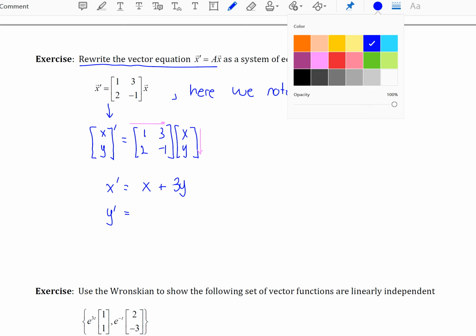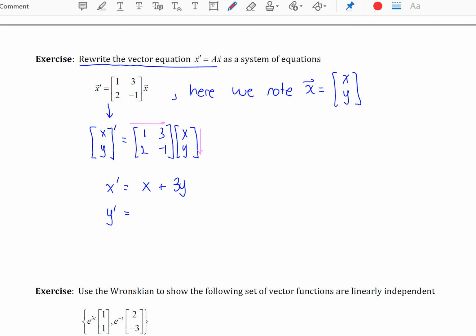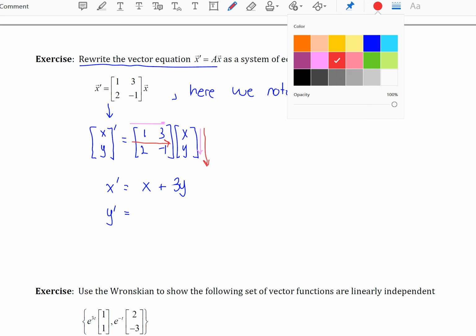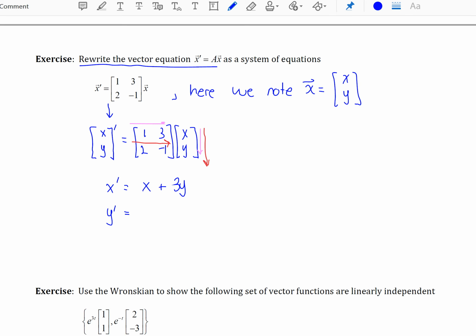Similarly, to get our second equation, we'll take the second row of our matrix A and multiply it by our column vector. This will give us 2x minus y. And this is our system of equations that is equivalent to our matrix equation that was given to us.